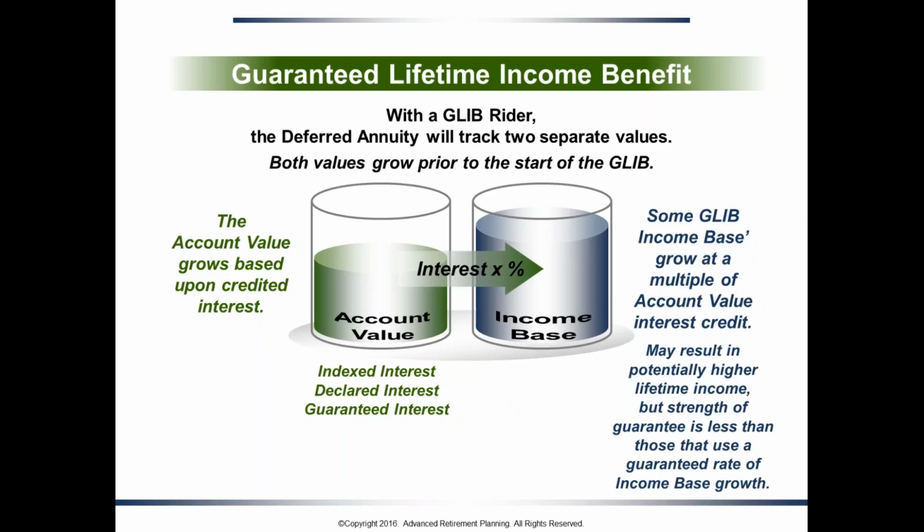What we've seen developed on the market is that some of these GLIBs grow at a multiple of the account value interest credit, what we call performance-based. In other words, rather than saying we'll guarantee, I don't know, 10% growth of that income base, we're simply going to say that we'll make that a multiple of whatever interest is credited to the account value. So we'll credit 150% of the account value interest. If the account value grew at 10, then the income base would grow at 15.